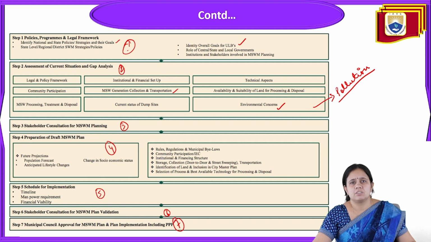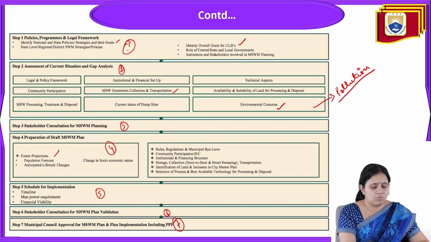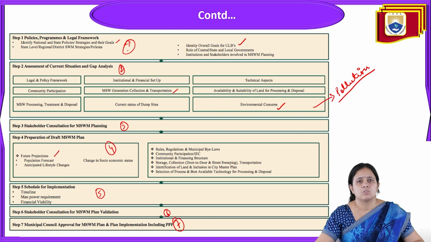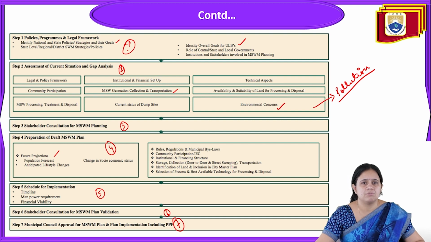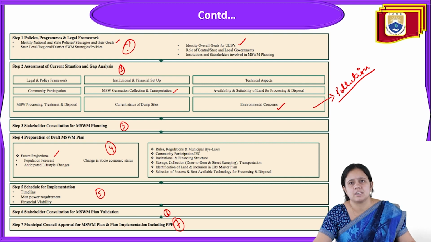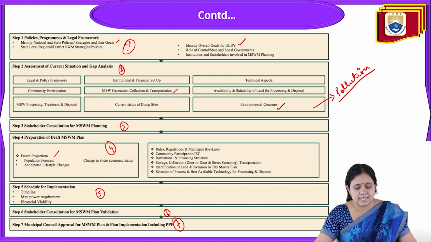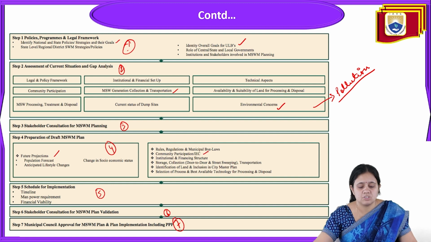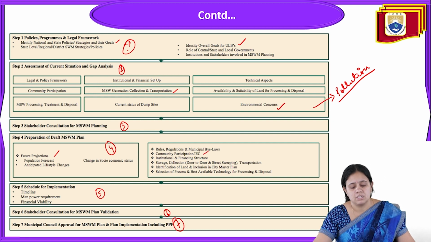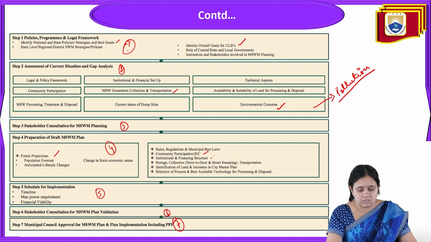So next is preparation of the draft MSWM plan. Some draft will be there, so that draft preparation. In this way it will involve some future projection. Future projection is like population forecast, anticipated lifestyle change, and change in socioeconomic status. And next point is rules, regulation, and municipal bylaws, community participation, or IEC. Institutional and financing structures.